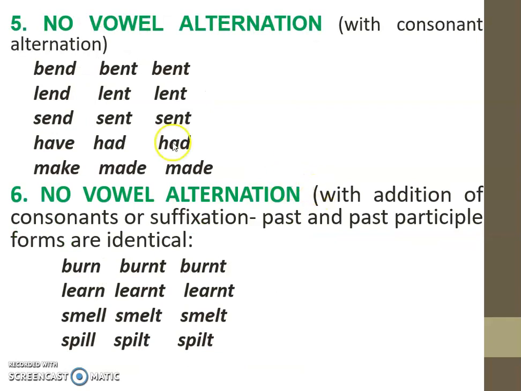Then we have cases like bend, bent, bent, lend, lent, lent, send, sent, sent. Well, there is no vowel alternation because the vowel is the same. The dress, for example, does not change. Have, had, had. The trap doesn't change. Or the face, make, made, made. But what has changed? The consonant. So the d, for example, changes to the t. So in these cases, there is consonant alternation. So the past and past participle forms are realized by means of consonant alternation.